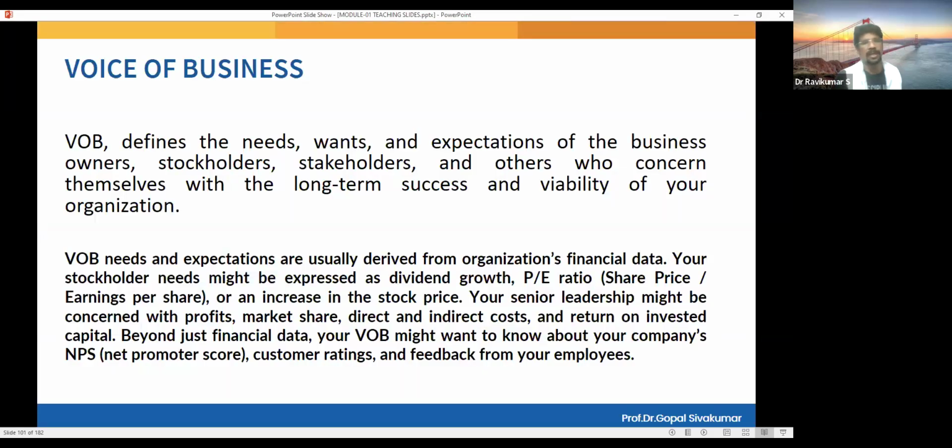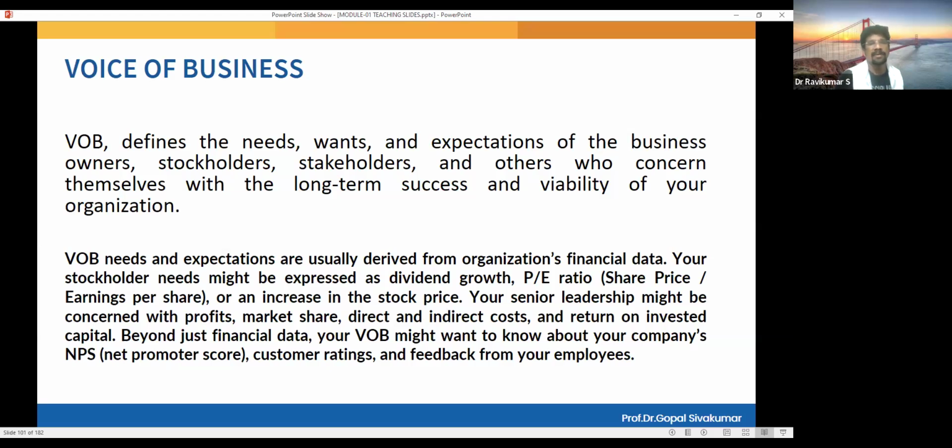Then what is this VOB? See, already we have spoken a lot about it. The VOB defines the needs, wants, and expectations of the business. Not only the customers have problems, guys. Every business process has in-depth problems. All of you are from different fields, different sectors. If I come to you and ask what is the problem in your organization, in your plant, in your division, in your department, you'll be coming with long queues, a long data list.